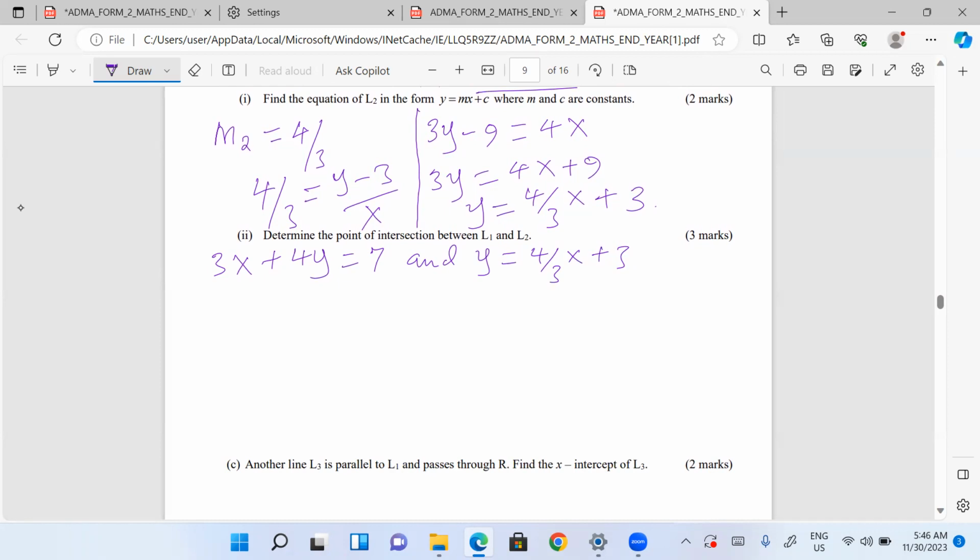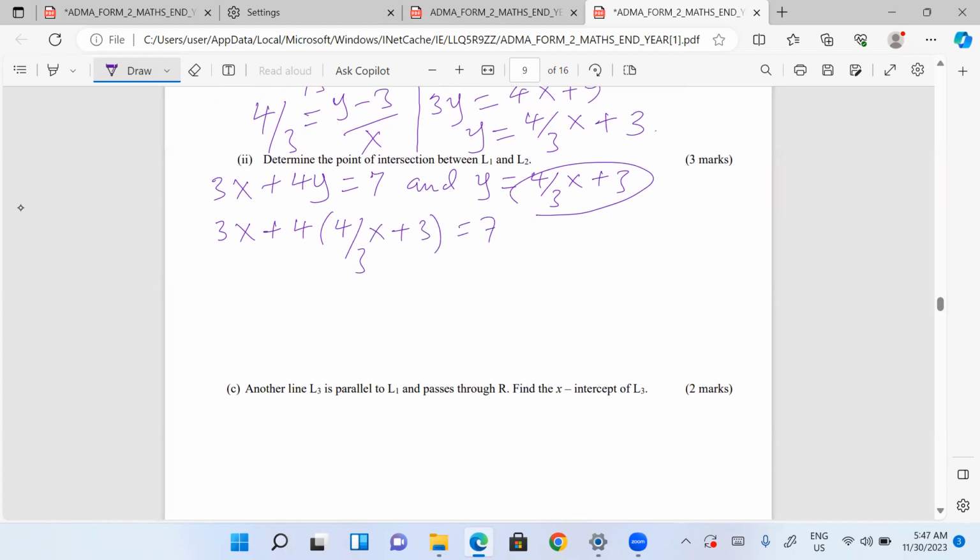Because y has been already expressed, we can use substitution, whereby we will say 3x plus 4, and instead of y, remember I'm rewriting equation 1, but where there is y, now I will insert this. So I'll have 4 over 3x plus 3 equals 7. So I'm going to have 3x plus 16 over 3x plus 12 equals 7.